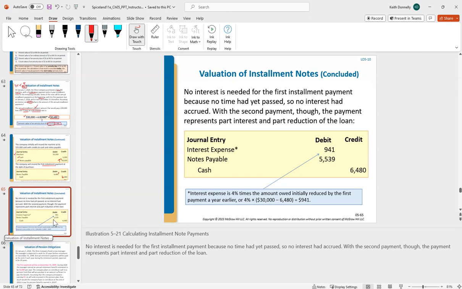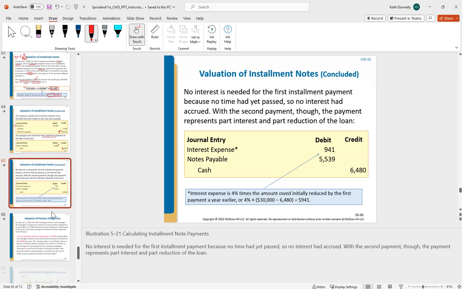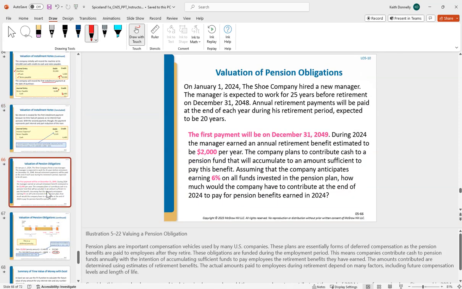Then they have interest expense, right? So they talk about no interest being needed for the first payment, but potentially later on there would be interest expense, which is the difference between the cash interest that's paid and the amount you calculate. So it gets a little bit tricky there. And then they talk about, hey, we use this time value of money for pension obligations as well, right?